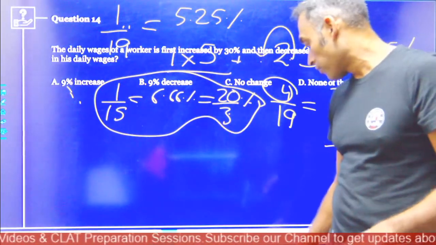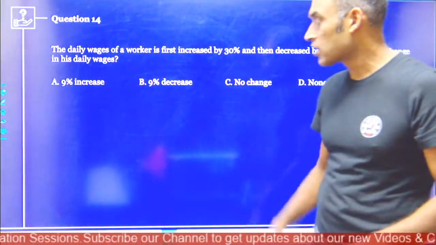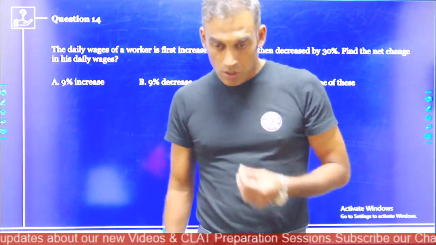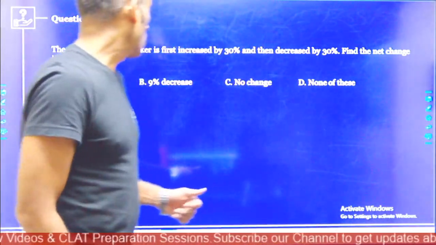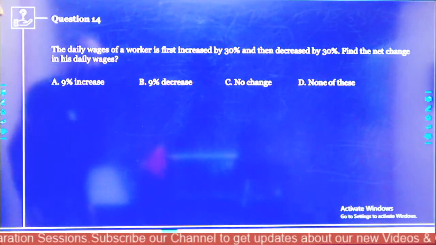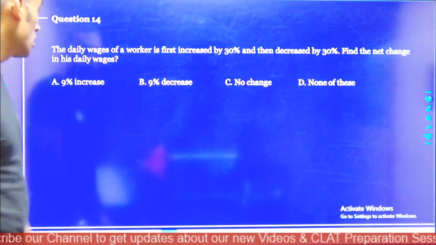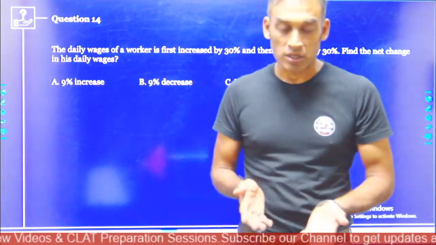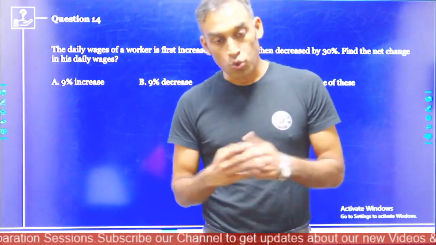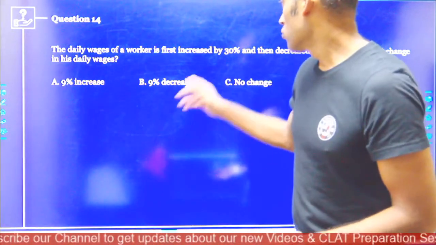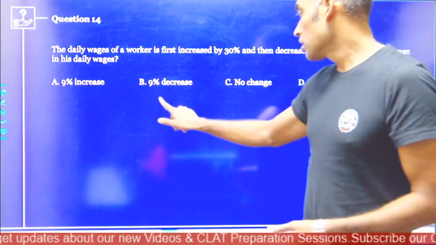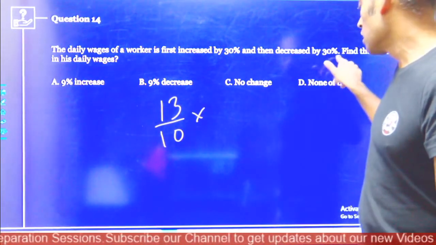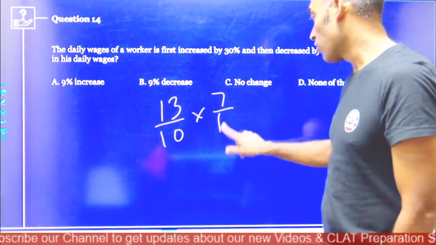Now, let's move on to a couple of quant questions, and I want you to practice this at home. Let's do 3-4 questions. Okay? Now, the daily wage of a worker first increased by 30% and then decreased by 30%. Find the net change. What we are dealing with in this question is successive percentage change. We can also use multiplying factors here. So, when something increases by 30%, it becomes 13 by 10. When something drops by 30%, it becomes 7 by 10 of it.